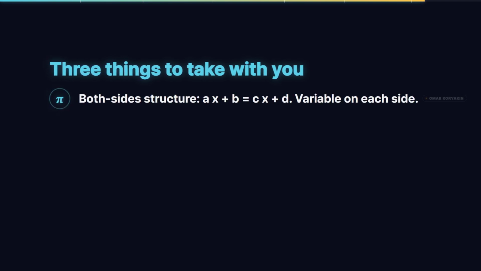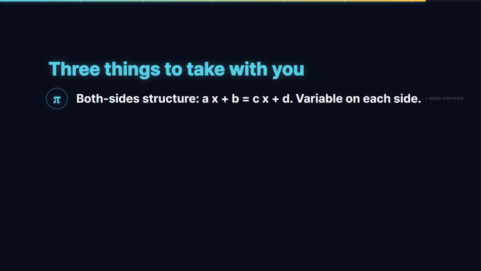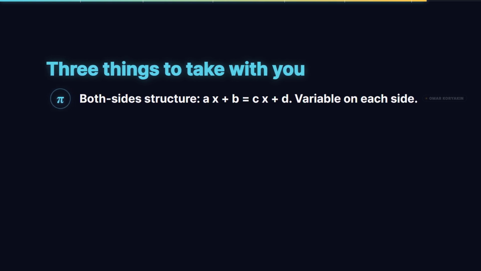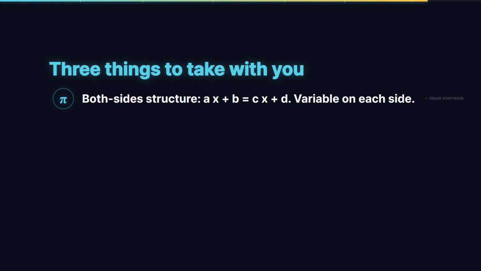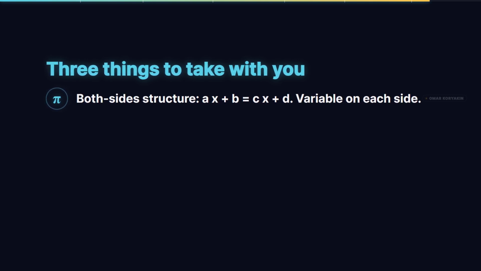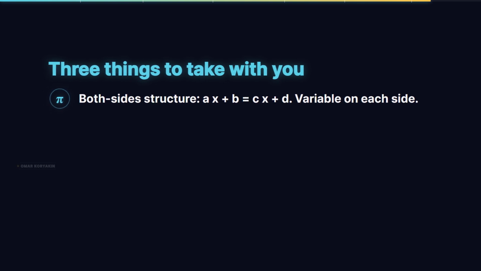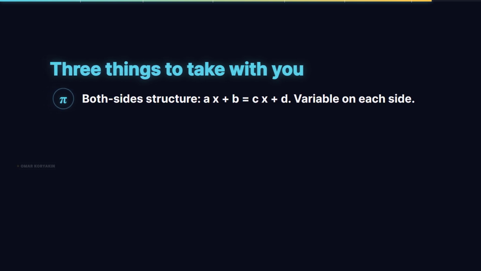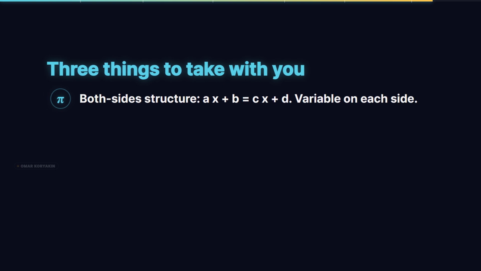First, the both sides structural form is ax plus b equals cx plus d, with the variable appearing on both the left and right sides of the equal sign. Recognizing the both sides form on any equation tells you the procedure: gather first, then two-step. The structure is still linear, so all the section 3 solving techniques apply with just the one extra preliminary step.